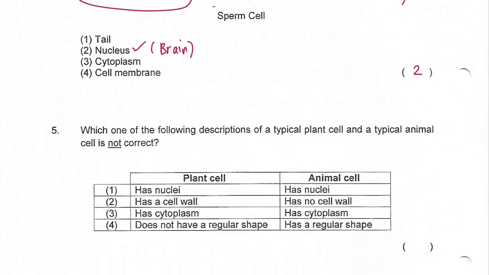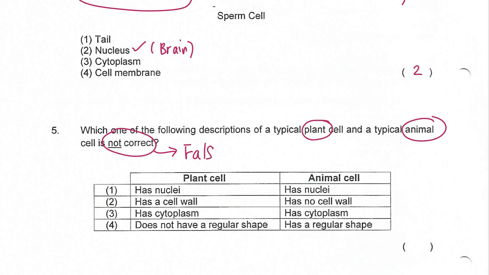Alright, now next. Question 5. Which one of the following descriptions of a typical plant and animal is not correct? Now, under examination stress, you might end up looking at the word correct and look for an answer that is correct. So what I will do is make a short note and tell myself that I'm actually looking for information that's false. I don't want to be distracted by the word correct. False. So we take a look.